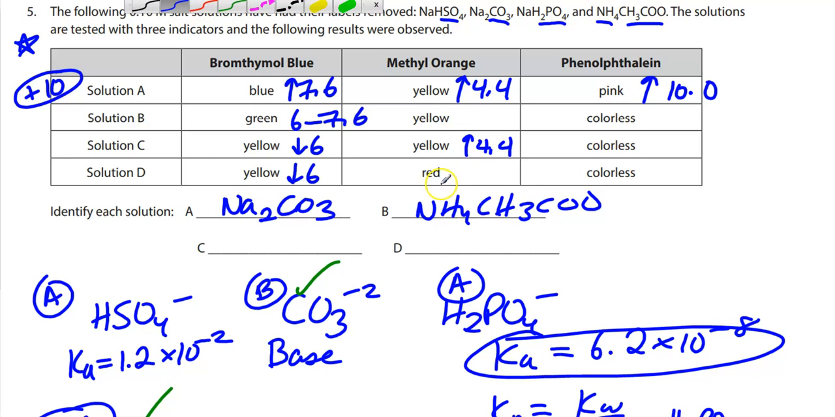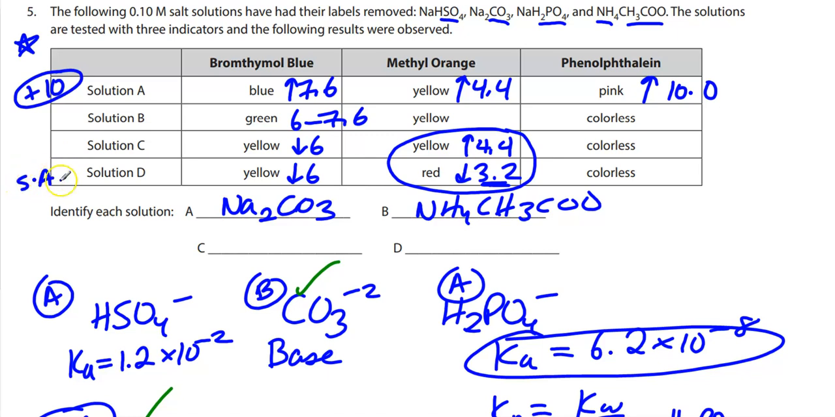And then solution D in the methyl orange is, oh my gosh, I can't find methyl orange here, is red, which means it is less than 3.2. So actually this gives us the most information for these last two. They're both acids, of course, but one is between the range of 4.4 and 6, and one is lower than that, right? So we know that this has to be lower than 3.2. So solution D is a stronger acid compared to solution C because it's lower.